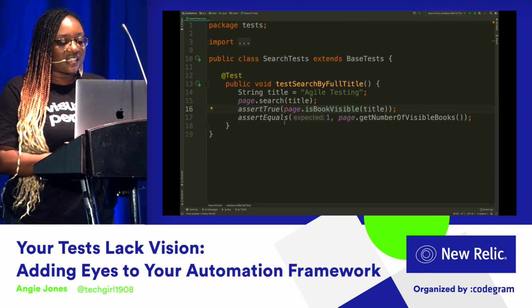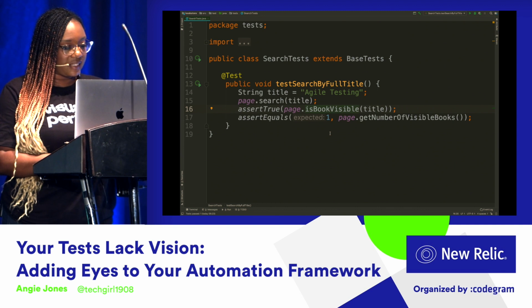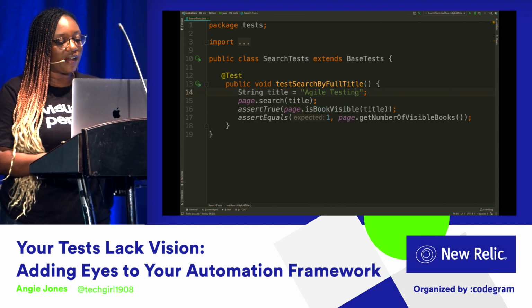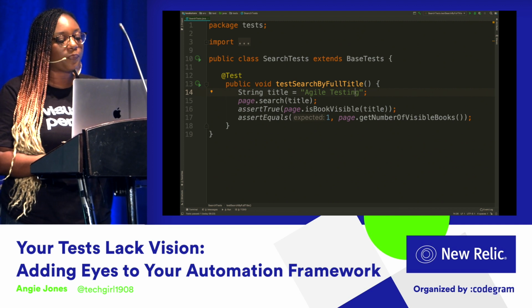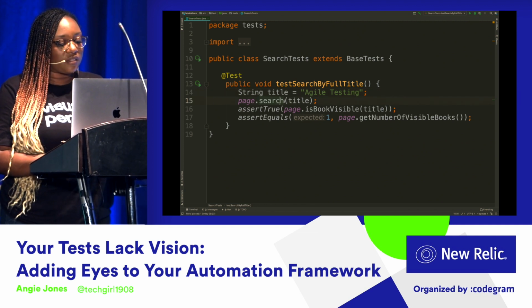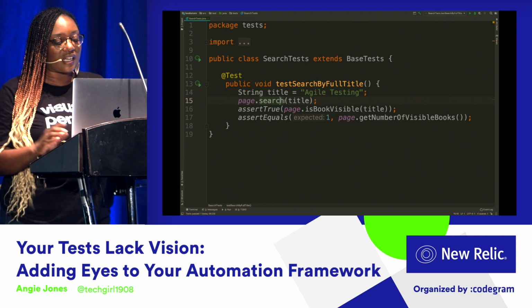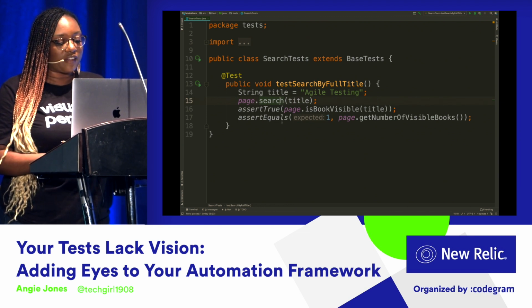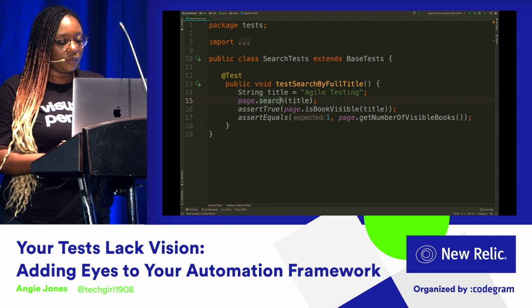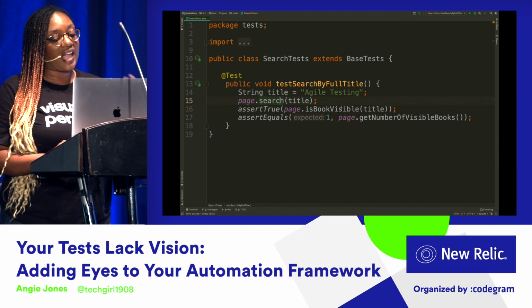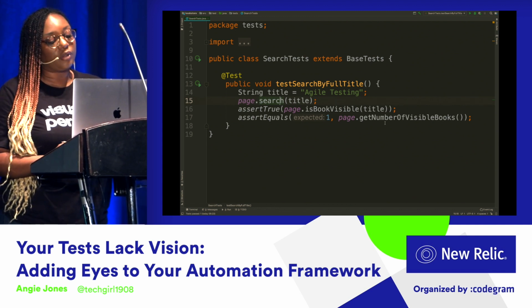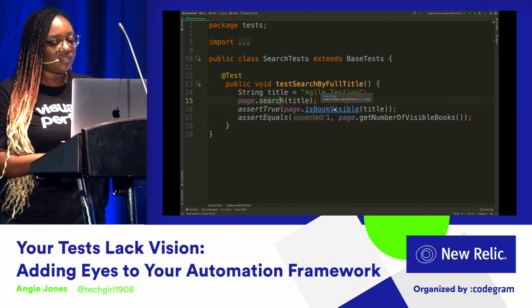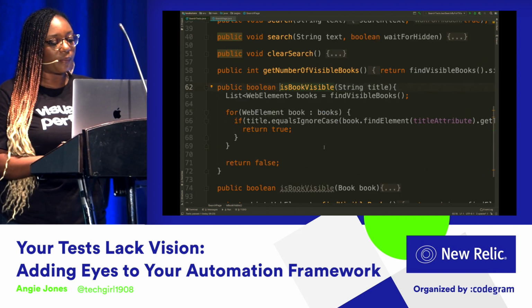Let's look at a test for this. This is a test that is searching by full title. We have agile testing. So this is what we're going to put in. It's going to return one book back. So we call this method to search, which will just enter text into the field. And then we have 2 assertions here. One to make sure that the book is actually visible, and then another assertion to make sure that that's the only book that's visible. So let's look at this isBookVisible method.